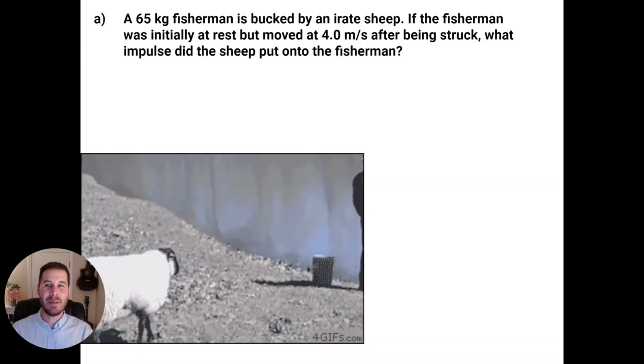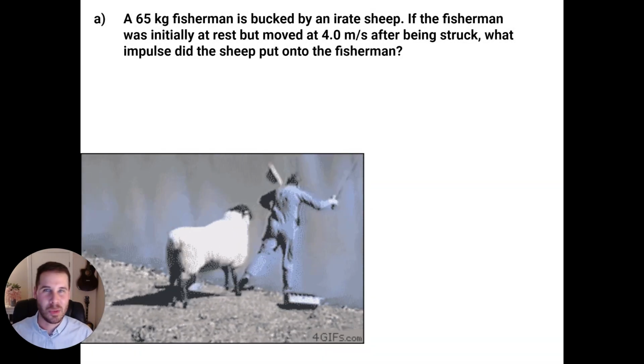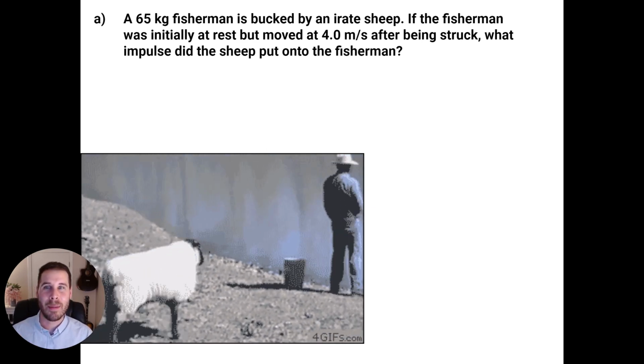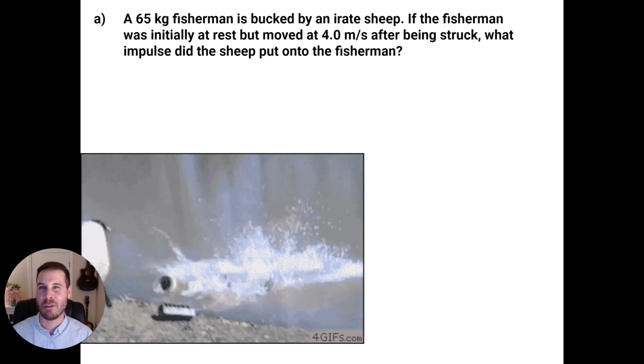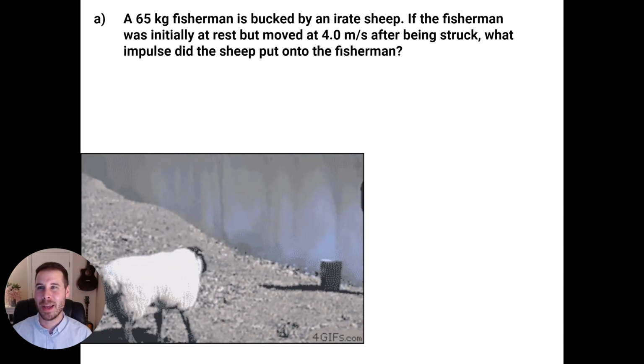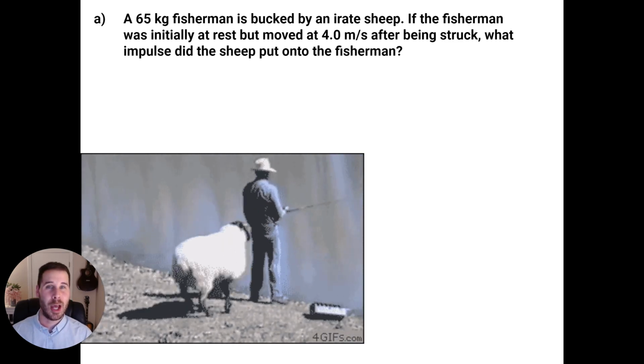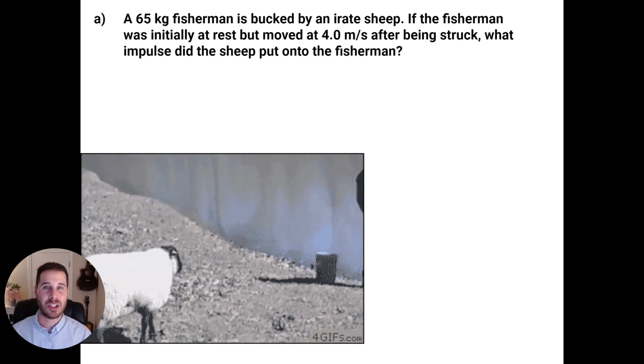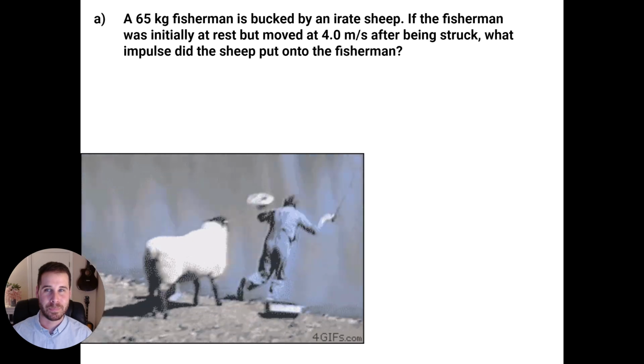And now I'm going to give you a slightly more complicated one, but only slightly. That was 2 parts. This one will be 3 parts. Part A, a 65-kilogram fisherman is bucked by an irate sheep. If the fisherman was initially at rest, but moved at 4 meters per second after being struck, what impulse did the sheep put onto the fisherman?